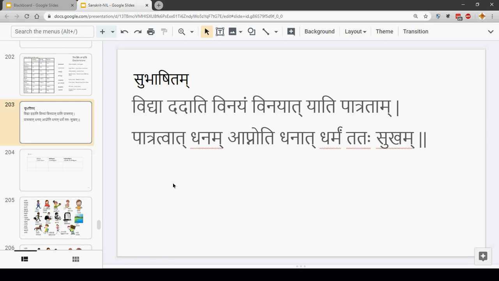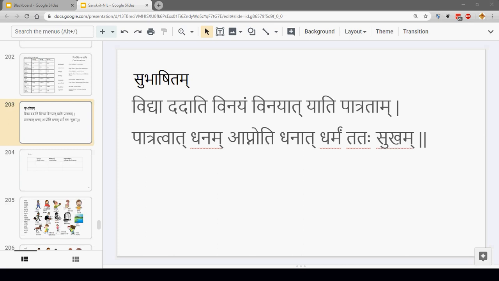Okay, so Vidya Dadati Vinayam, Vinayat Yati Patratam, Patratvat Dhanam Apnoti. This is an N, right? Yes. Because I always confuse the N and the R in this. Because the N has that little loop. Yeah. Apnoti, Dhanat Dharma Tataha Sukham.